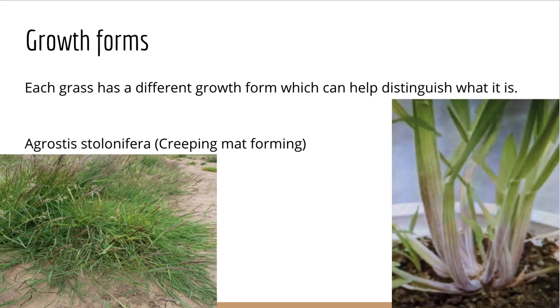Growth forms. Each grass has a different growth form which can help distinguish what it is. On the left we have Agrostis stolonifera. Now this has a creeping, mat-forming habit which is really easily identifiable. Whereas on the right you have Yorkshire fog, or Holcus lanatus, and you can also see it's got a reddish purple pinkish base, but it's tufted. It's a tufted growth form.